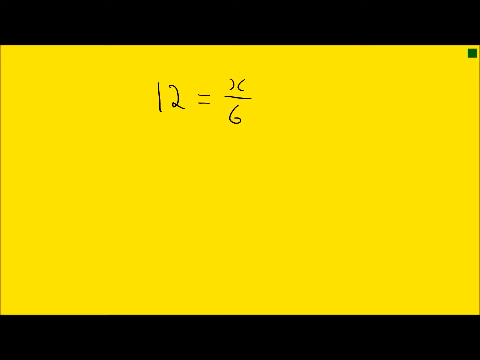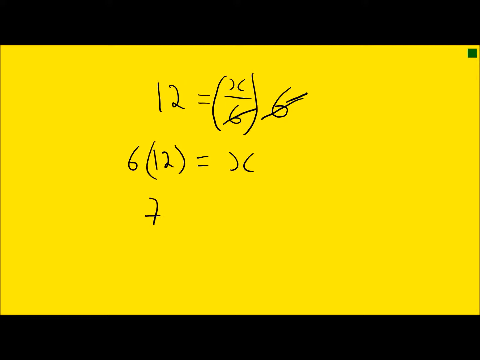Okay, so you need the numbers on one side and the letters on the other. So really what we want to do is get that 6 moved over to the same side as the 12. Because the 6 is divided here, if we multiply this side by 6, this 6 and this 6 will cancel, leaving us with only the x on this side. But because we multiplied the right side by 6, we have to multiply the left by 6. So we're left with 6 by 12. 6 by 12 is 72 equals x.